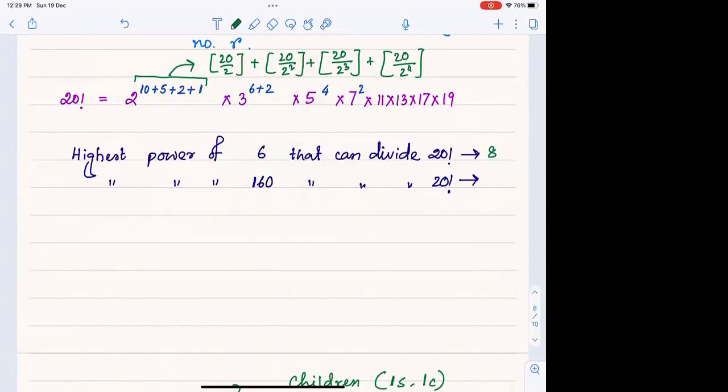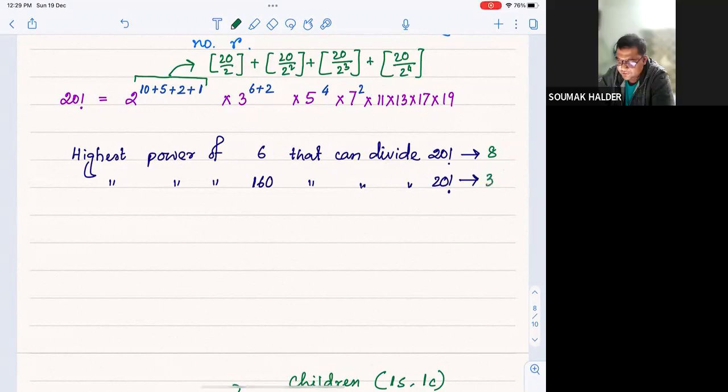Sir, highest power of 160. Yes. And 4. No. Sir, 3. Sir, it will be 3. 3 is right. And why the answer should be 3?